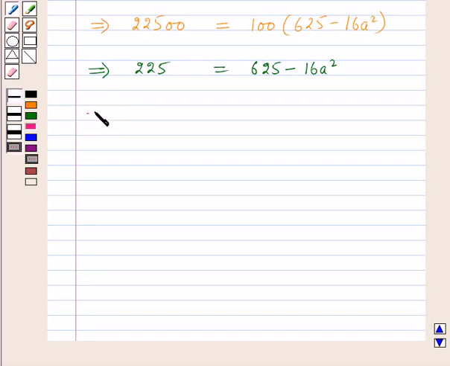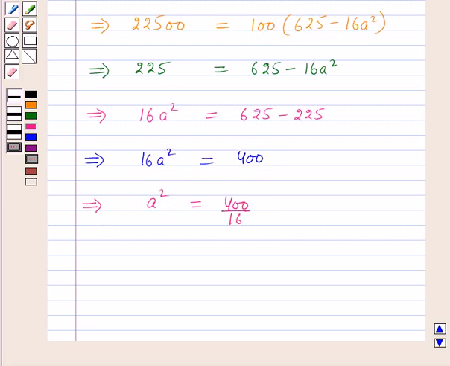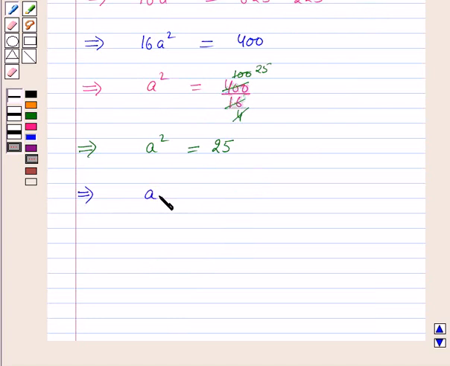Which further implies 16a² is equal to 625 − 225, which implies 16a² is equal to 400. This implies a² is equal to 400 by 16, which further implies a² is equal to, here 4 into 100 is 400 and 4 into 4 is 16. Further, 4 into 25 is 100, so it will be 25. This further implies a is equal to 5.